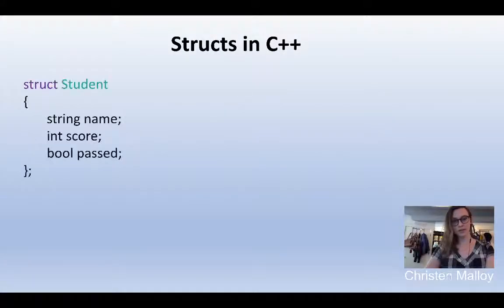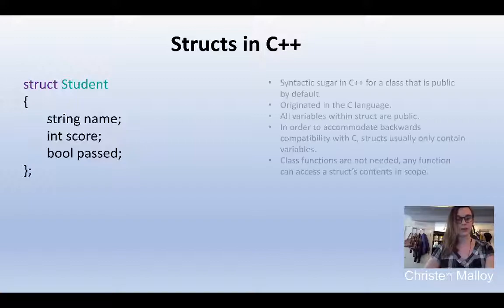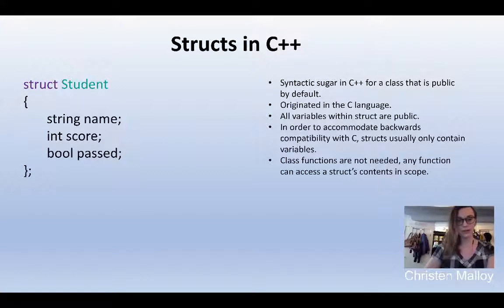With structs in C++, we will define a struct similar to our class. Instead of using the word class, we will use the word struct and give it a name just like we would with a class. However, there is no public or private section difference between a struct and a class. A struct is by default public. Structs are basically syntactic sugar in C++ for a class that is public by default.